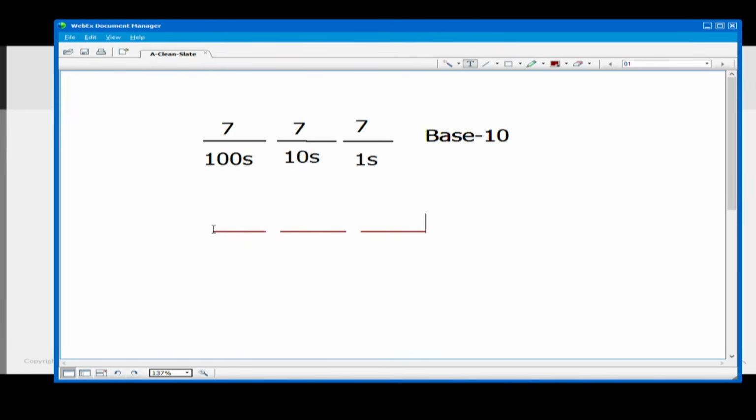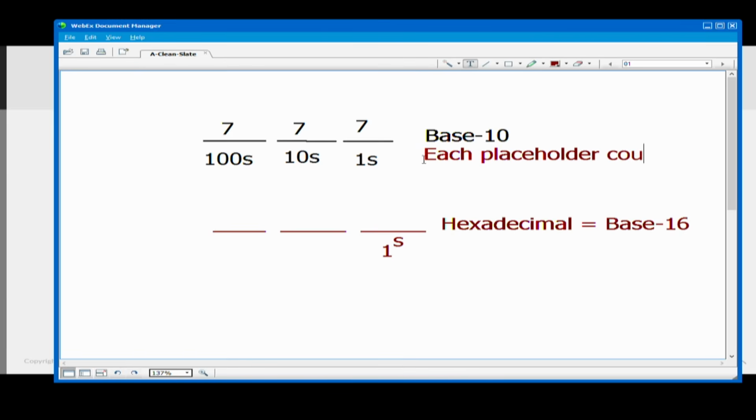Now if we're talking about hexadecimal, we still have placeholders, but hexadecimal is a base 16 counting system. Base 16. So the first placeholder is still the ones position. That doesn't change. But here's what's different. In a base 10 system, each placeholder could have a single digit ranging from 0 to 9. Right? There were 10 different combinations that could be placed in each one of these placeholders.